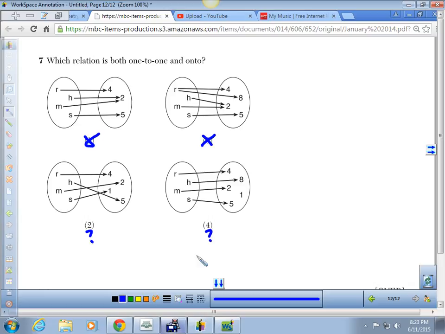Which one is onto? What does onto mean? All the values in Y are being used. This one's not being used. That is not onto. Every Y value needs to be used for onto. 1-to-1: for every x, there's a y; for every y, there's one x. On to: every y element is being used. This one is not onto.